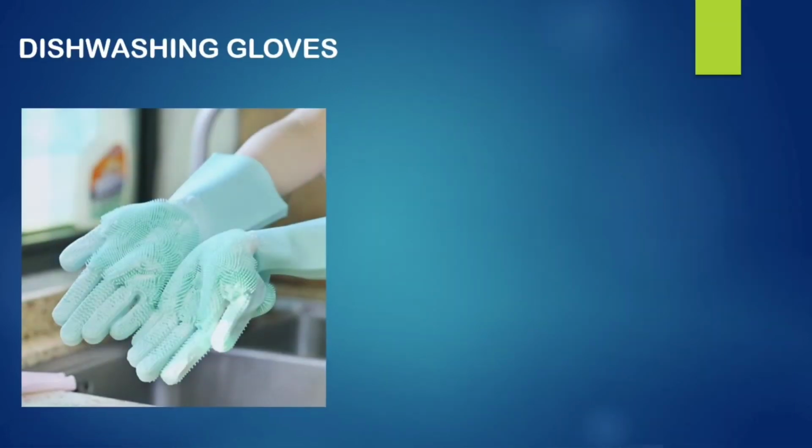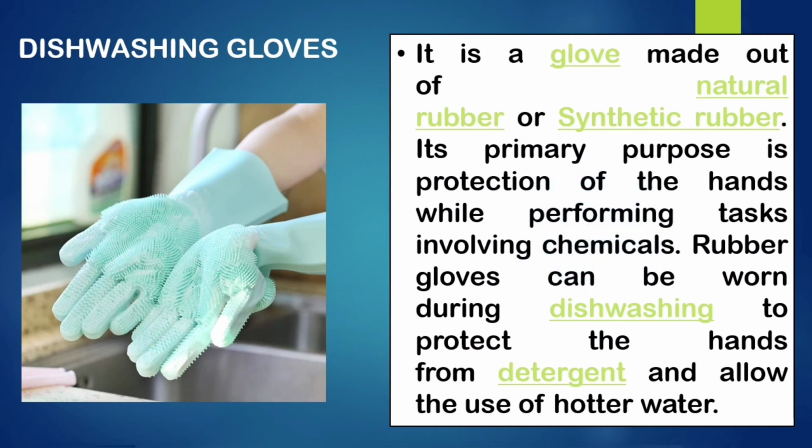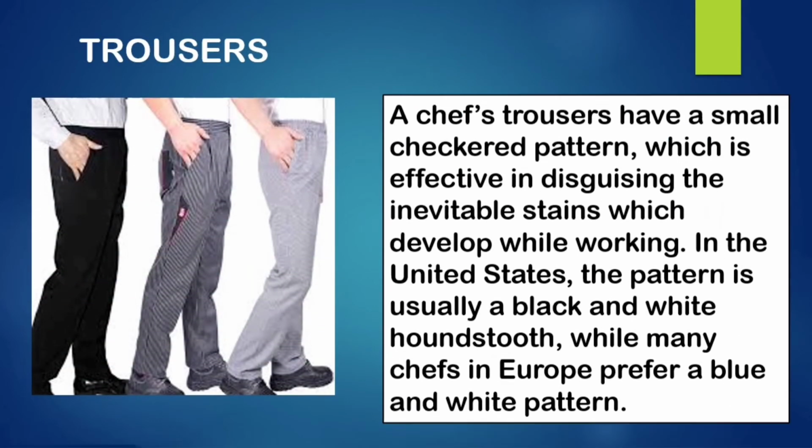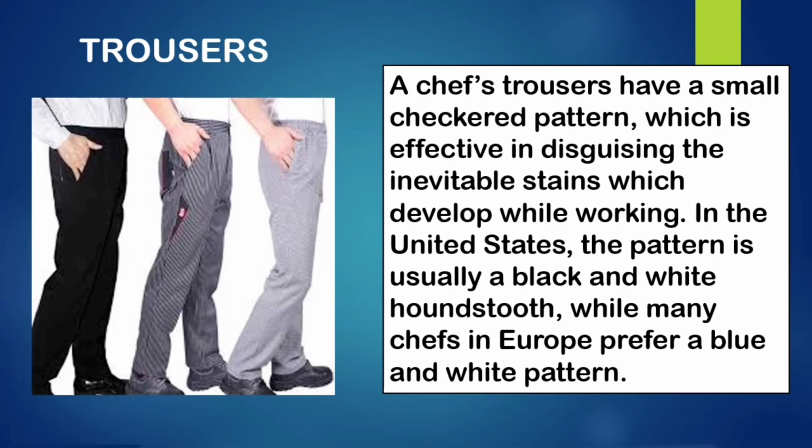Dishwashing gloves. It is a glove made out of natural rubber or synthetic rubber. Its primary purpose is protection of the hands while performing tasks involving chemicals. Rubber gloves can be worn during dishwashing to protect the hands from detergent and allow the use of water. Trousers. Chef trousers have a small checkered pattern which is effective in disguising the inevitable stains which develop while working. In the United States, the pattern is usually a black and white houndstooth, while many chefs in Europe prefer a blue and white pattern.